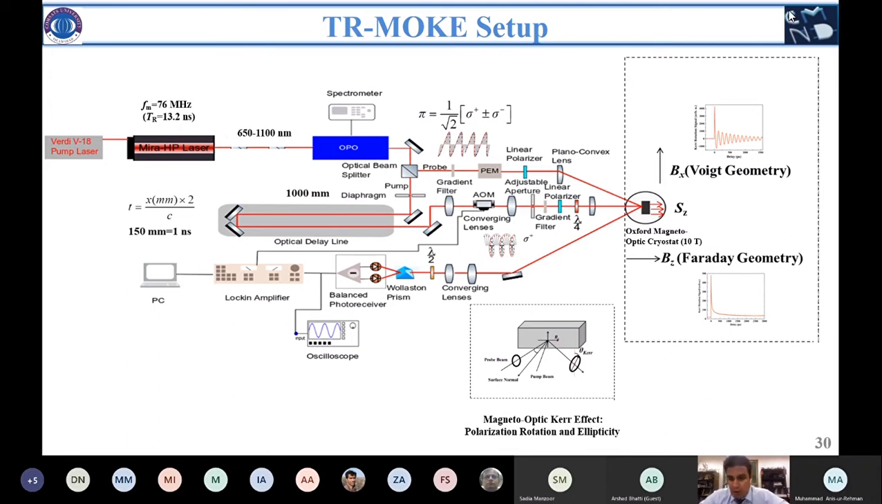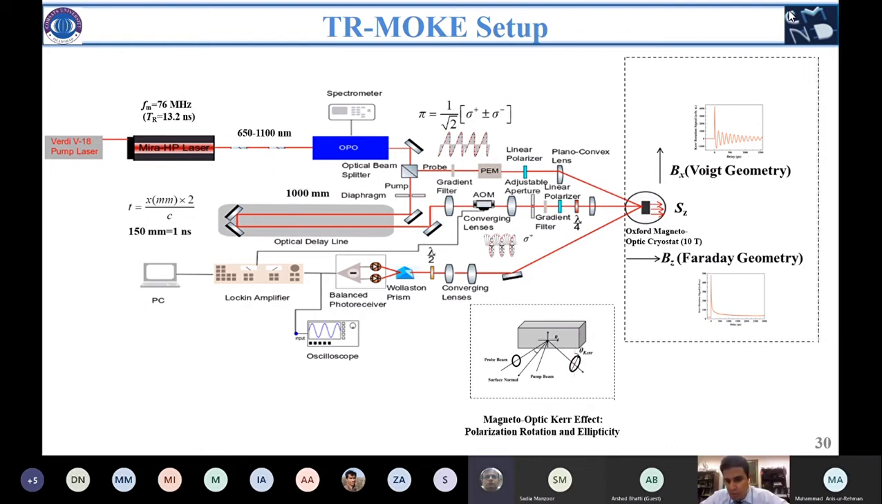I'll first introduce some of the major components involved in this setup, and then I'll follow the light path and explain what's going on and how we use this setup to achieve our results. One of the most important components is the titanium sapphire laser. It has a pulse frequency of about 76 megahertz, which corresponds to 13.2 nanoseconds between consecutive pulses. This laser can be tuned within the wavelength range of 650 to 1100 nanometers.